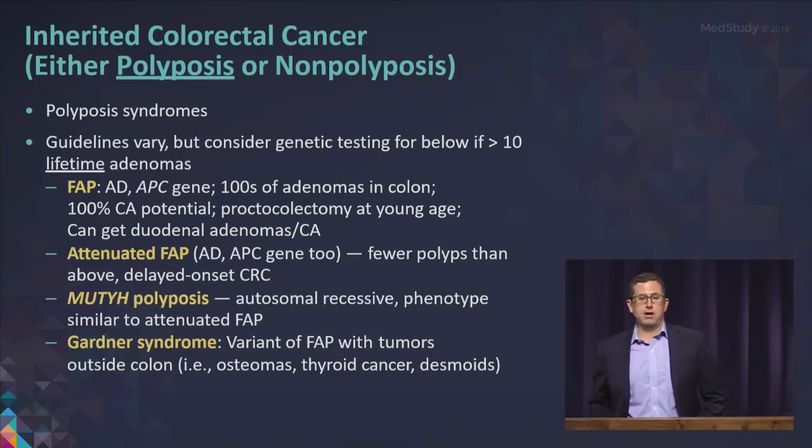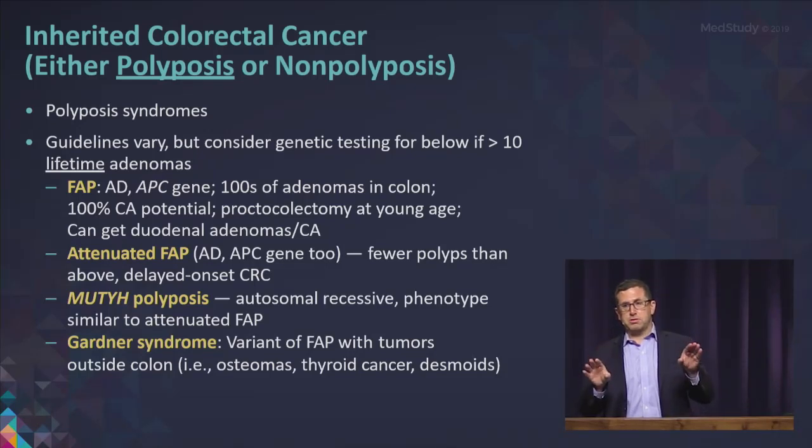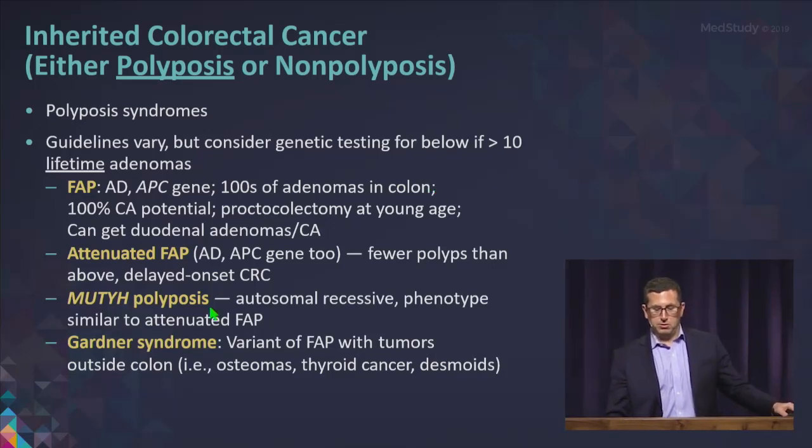Okay, so now we're going to switch gears and continue to talk about these inherited colorectal cancer syndromes. They could either be polyposis or non-polyposis. The polyposis syndromes include mainly these 4 syndromes. And generally, if a patient has had 10 or more lifetime adenomas, not just on one colonoscopy, but cumulatively over their entire life, you want to consider genetic testing for these syndromes.